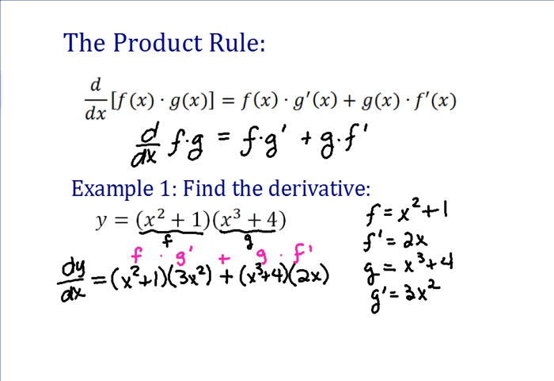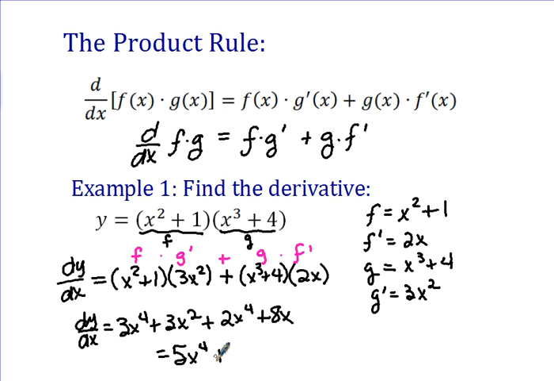And then once we get it into this form, we need to simplify things a little bit. The derivative is equal to, if I distribute this 3x squared, we get 3x to the fourth plus 3x squared. And in my second term, I'm going to distribute the 2x: 2x to the fourth plus 8x. And simplifying one more time, collecting like terms, 5x to the fourth plus 3x squared plus 8x. And that would be our derivative of y, equal to x squared plus 1 times x cubed plus 4.